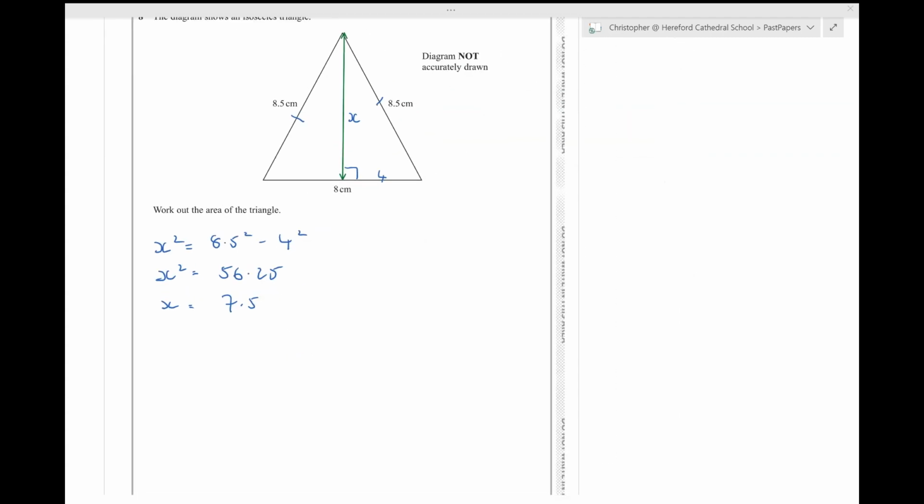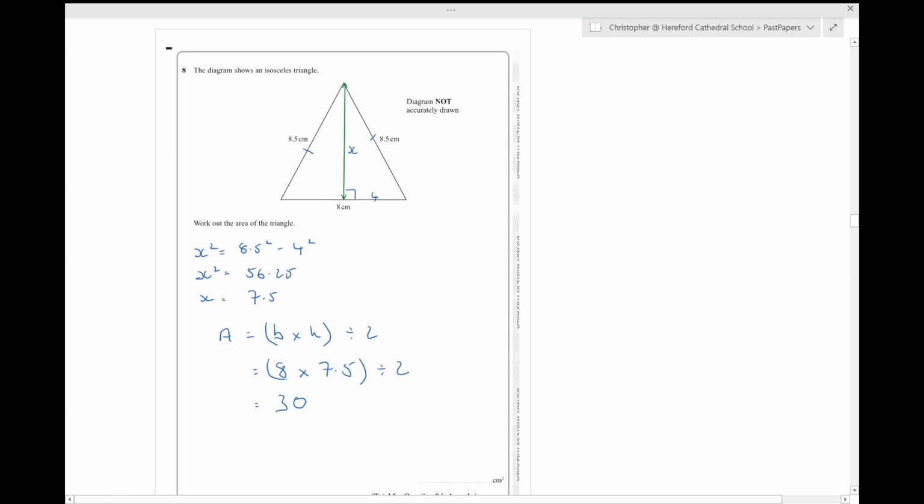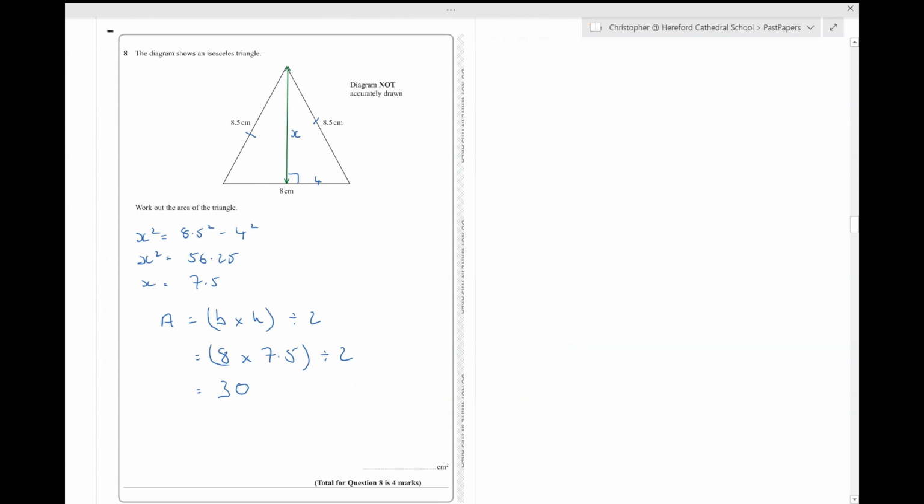So how am I going to work out the area? Well, the area, of course, is base times height divided by 2. Now, the base of my whole triangle is 8, and the height is 7.5. So I'm going to do that on my calculator and divide my answer by 2. That gives me an answer of 30 square centimetres, and that is the area of the triangle.